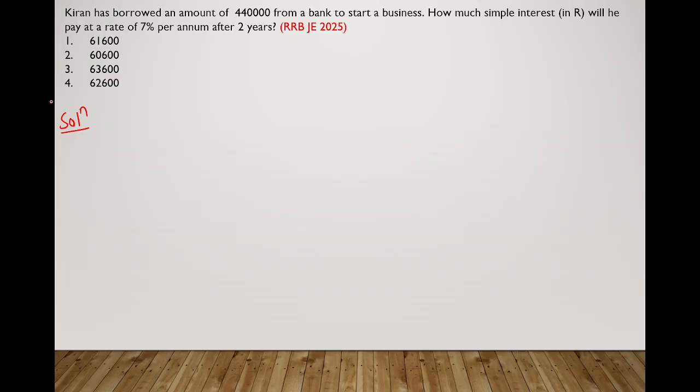So Kiran has borrowed an amount of 44000 from a bank to start a business. How much simple interest will he pay at a rate of 7% per annum after 2 years? In the question it says simple interest. We have to differentiate the questions based on this. If it says simple interest, then the question is based on simple interest. If it says compounded annually, or some compound, then you know this is based on compound interest.